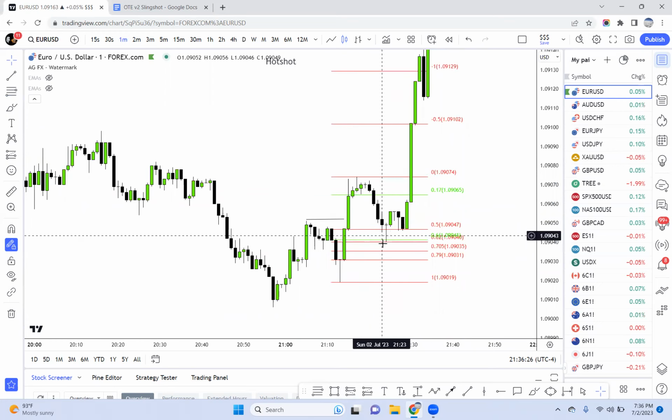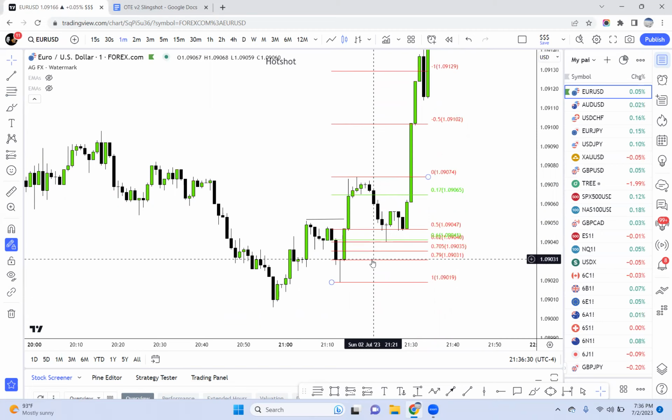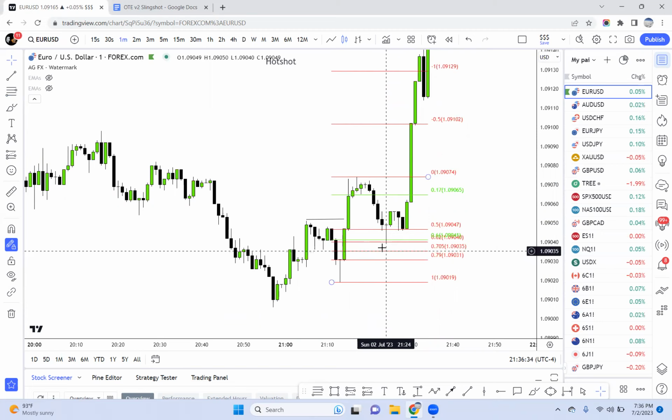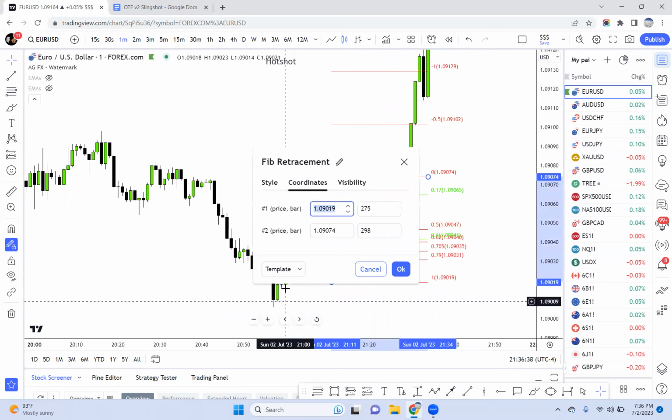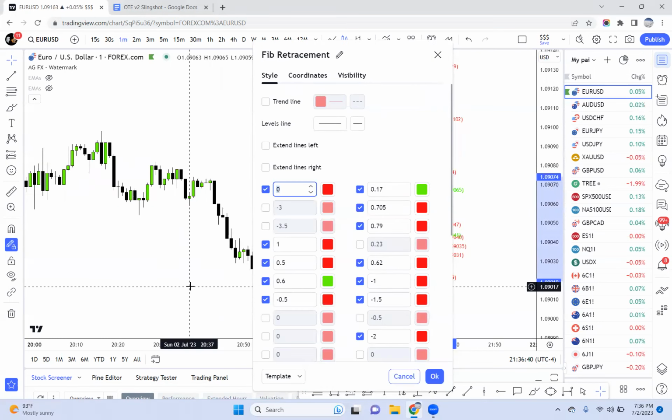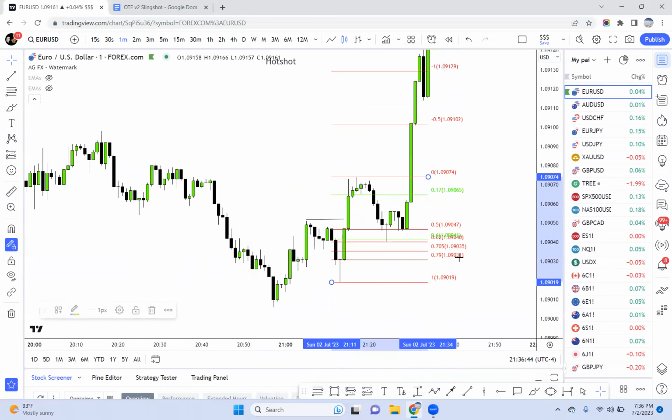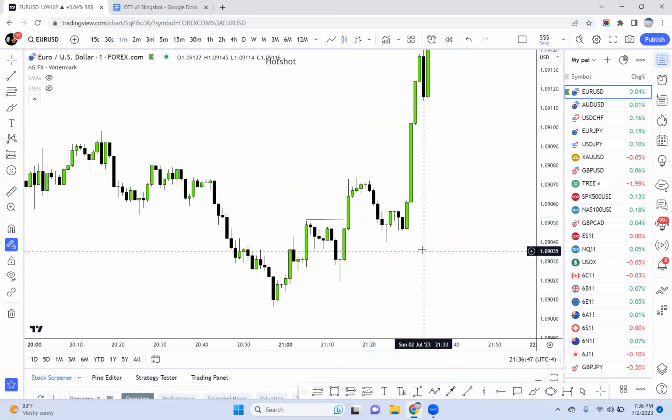ICT says he likes to enter off of the 0.60 level of the Fibonacci. But that's just to assure him that he gets in due to spread reasons. The optimal trade entry range is from 0.62 to 0.79. The optimal trade entry level is 0.705. Now, if you need the settings to these fibs, these are them. Go ahead and pause your video, add them to your charts. Now let's go ahead and get started.